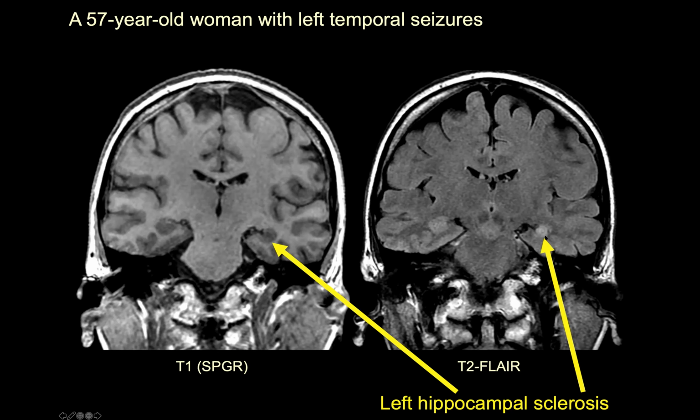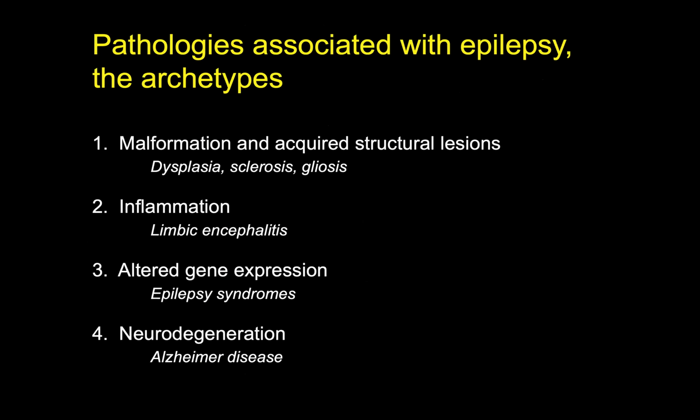And then on the T2 image, perhaps a little easier to see or more dramatic, is the abnormal hyperintensity, the bright signal in the left hippocampus that we don't see as much of on the right side. So this is what we would call unilateral, or in this case, left hippocampal sclerosis. It stands out really nicely here on this FLAIR. So let's move on.